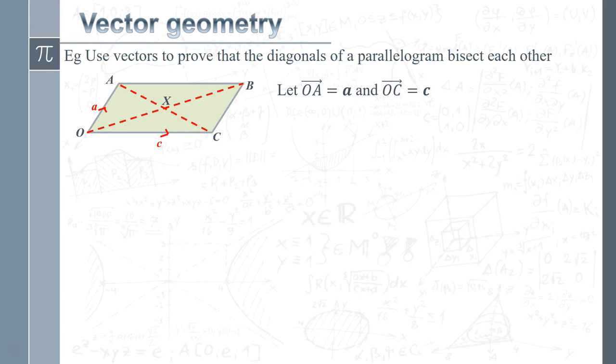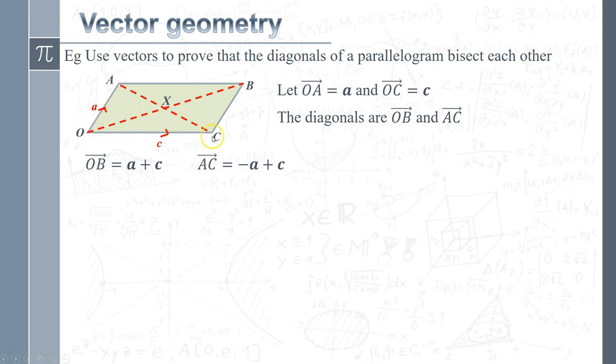OA is A, OC is C. We've already said about the diagonals. So we know that diagonal OB is A plus C, and again for the same reason, the vector AB is going to be the same as the vector C, because it's a parallelogram. And we've also got the vector AC. Now this one clearly is going to be minus A plus C. So there's our two diagonals.